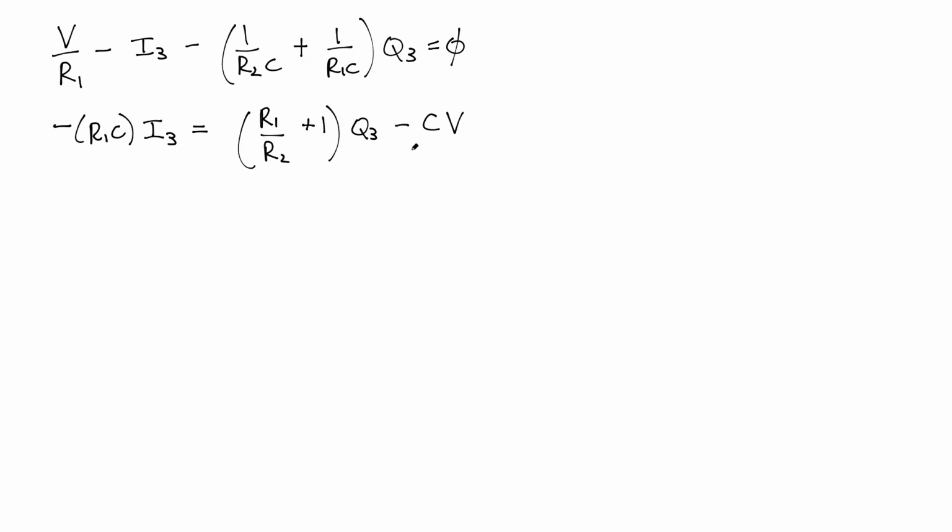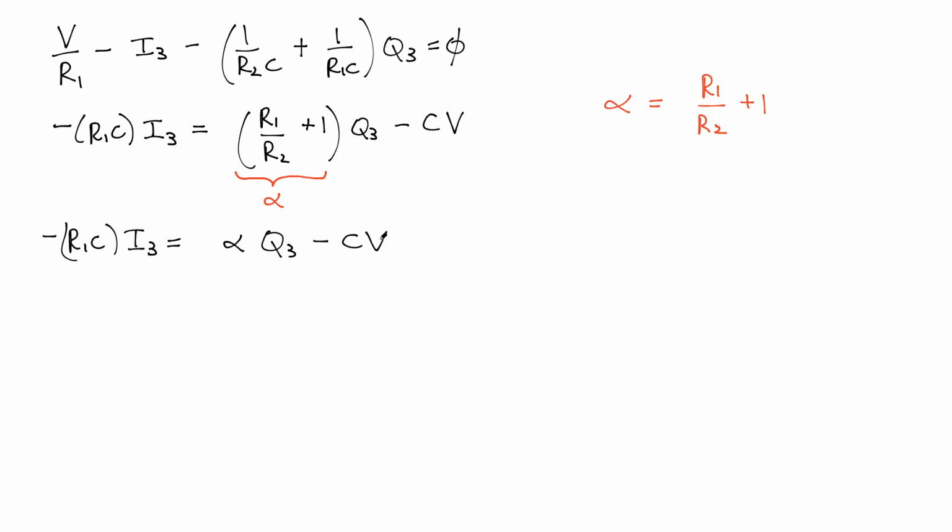Okay, now there's a term over here which is a dimensionless term. I'm going to call this alpha. So let's label it here on the side. Alpha is simply this ratio of the resistances, R1 over R2 plus 1. Let's introduce that shorthand here, because this term appears in a lot of different places. To simplify the notation, we're simply going to have alpha multiplied times Q3 minus CV.